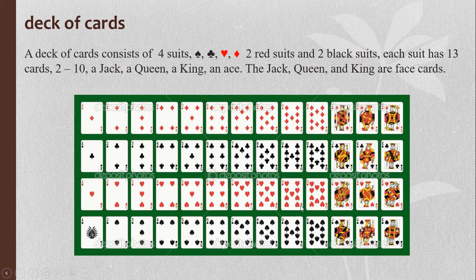All right, here's a standard deck of cards. It consists of 4 suits: spades, clubs, hearts, diamonds. 2 of the suits are red, 2 of the suits are black. Each suit has 13 cards: 2 through 10, a jack, queen, king, and ace. Jack, queen, and king are called face cards. So you're going to see a lot of questions that deal with cards.